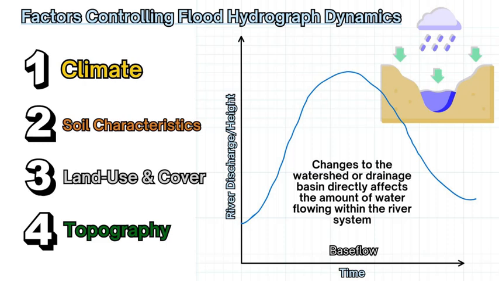Now these factors are climate, the soil characteristics, the land use and cover, and topography. Now these four factors can change how much water is in the river at any one time and fluctuate across time and space in terms of location within the river system and the watershed. Now these four characteristics will be discussed in this video in how they affect the hydrograph and how they also combine together to create a dynamic hydrograph of any major river.